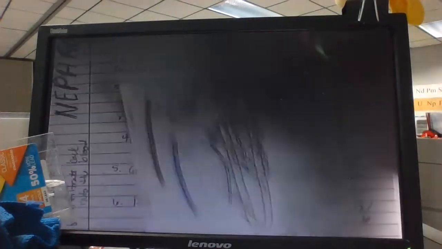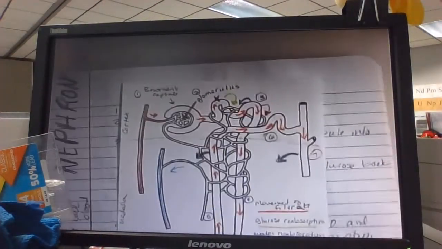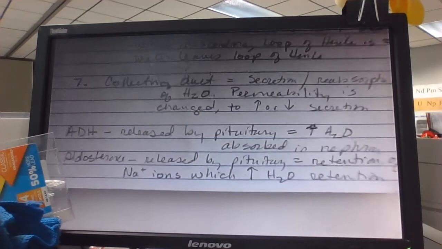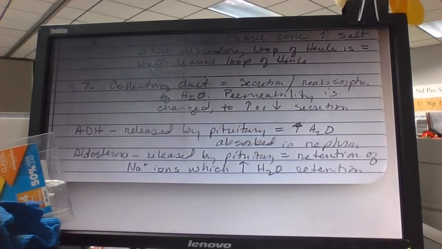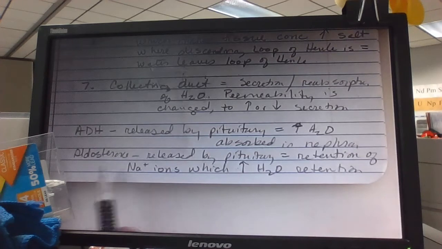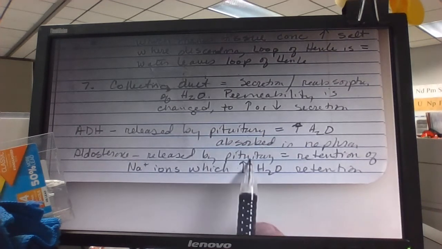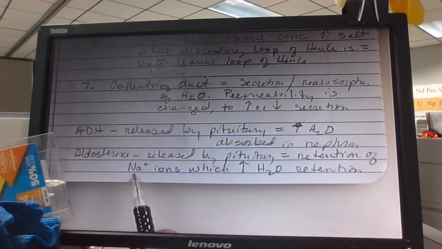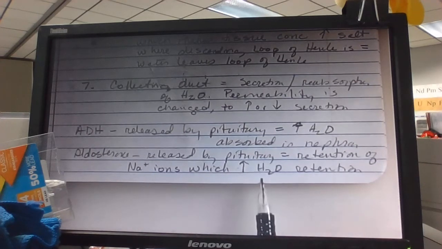All right, and I'm going to tape that right on top of this so that I can see all the notes that go along with it. At the bottom, I mentioned again those hormones, ADH, released by the pituitary gland. It's going to increase how much water we retain. It's going to increase water absorbed in the nephron. And then aldosterone, that's released by the pituitary gland as well. Retention of sodium ions, which increase water retention.